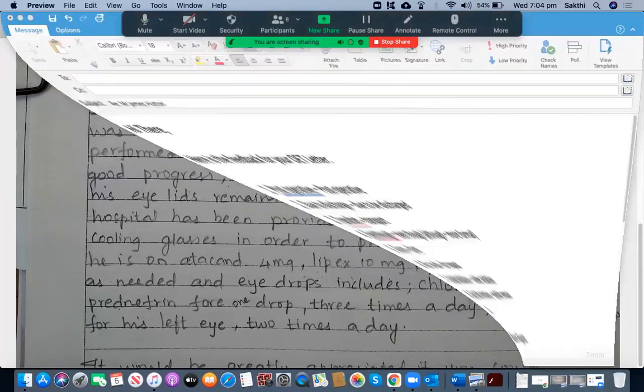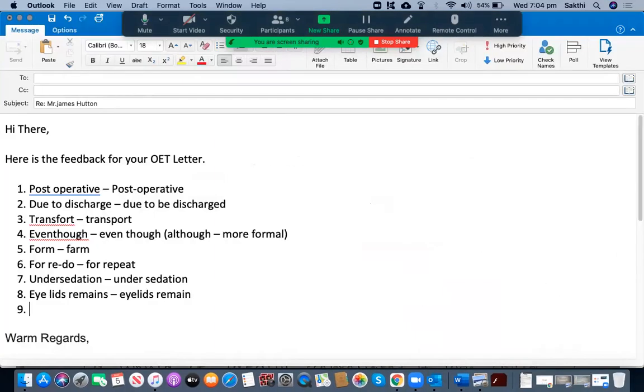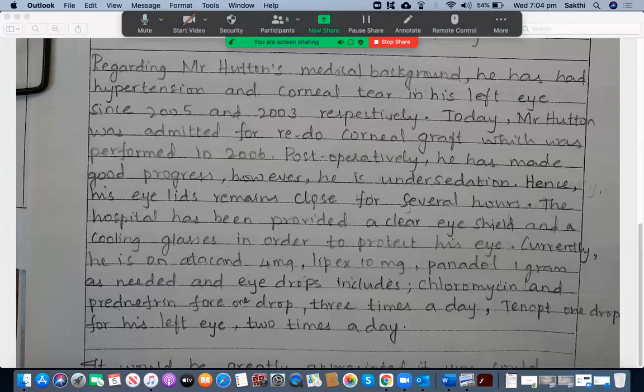It's not close, but closed. Let me add it in the previous sentence itself. Remain closed for several hours. That's fine. And the hospital has been provided a clear eye shield. So this means the hospital has received this clear eye shield, or the hospital has provided this clear eye shield to the patient. Is it what you want to say?